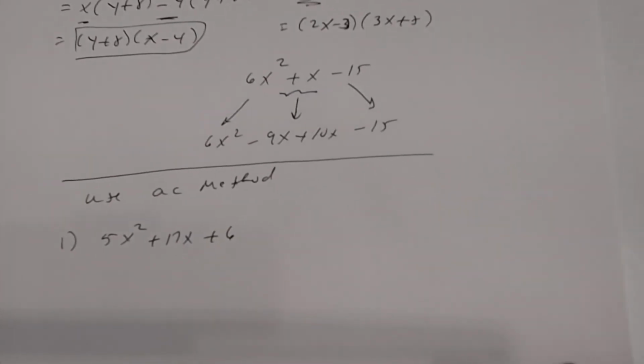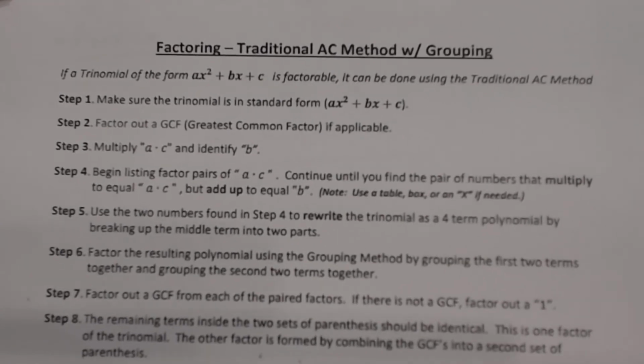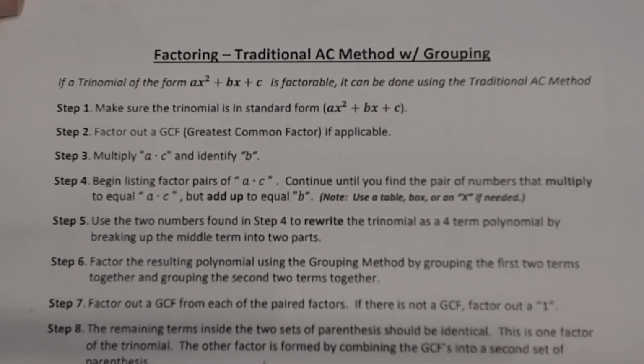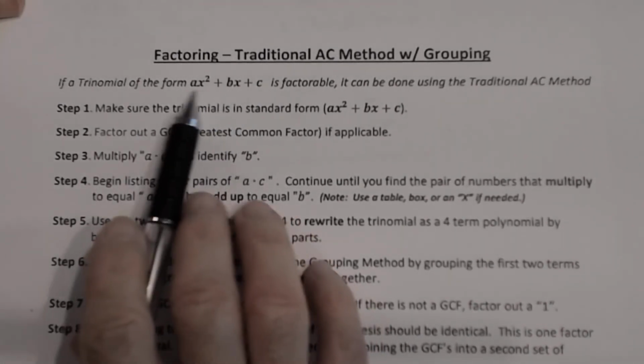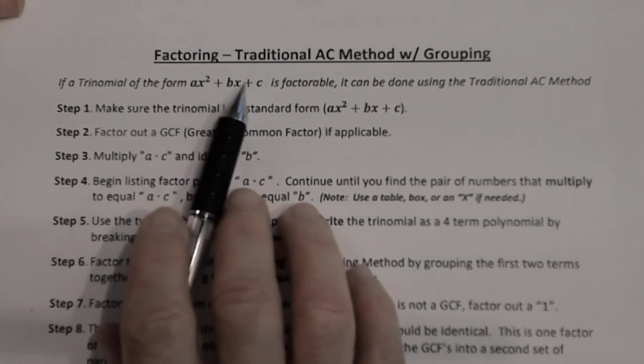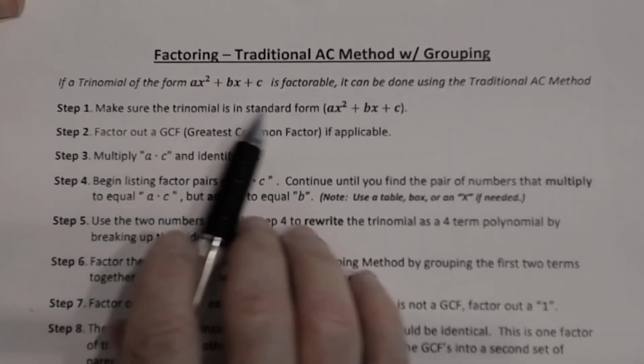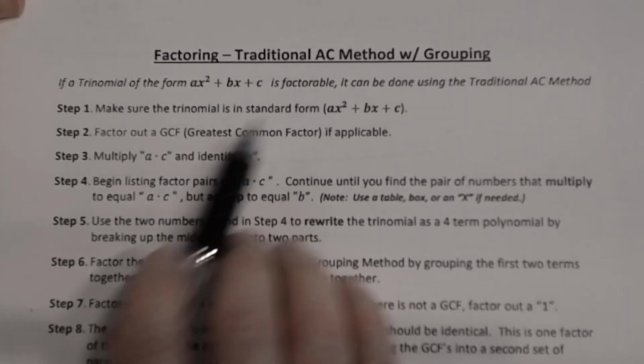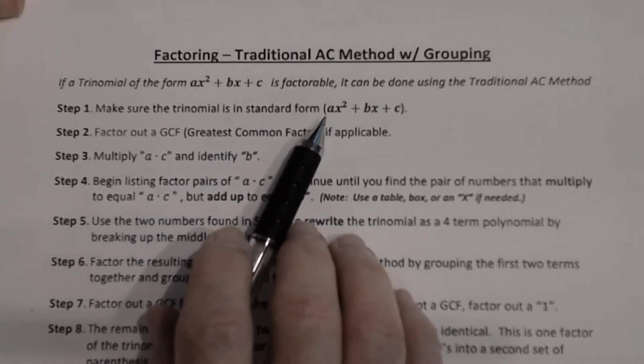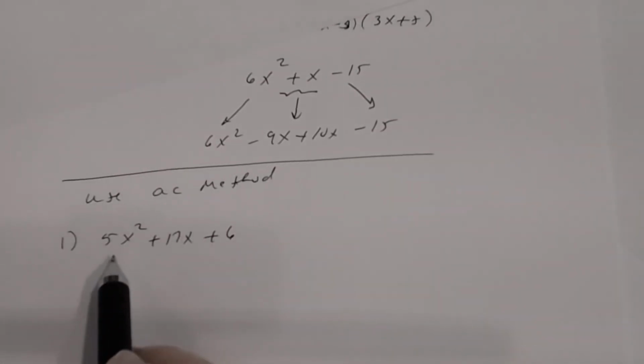Okay, so here's the idea of the AC method. First of all, and you have this right here in your Canvas folder, you've got to make sure that your trinomial is in descending order. Another word for descending order in this case is standard form. So make sure it's in standard form. And in this case it is, because I have 5x squared plus 17x plus 6.